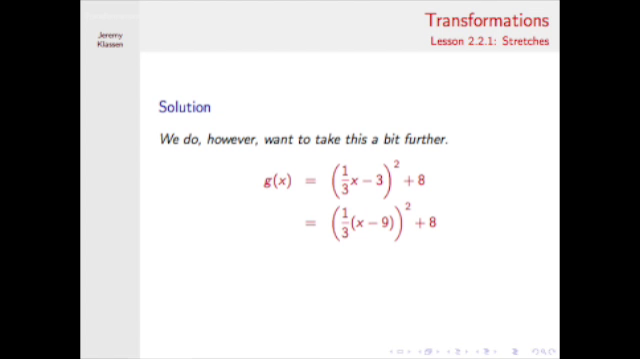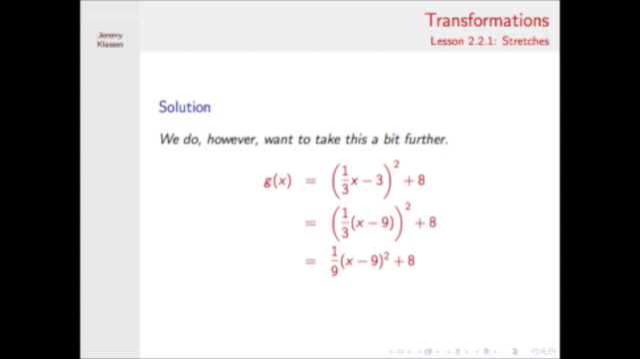I'm factoring out of the two terms within the square. So this becomes parentheses 1/3 times x minus 9. Then I've got two sets of parentheses there because, again, I haven't taken the 1/3 out of the square yet. So that's all squared with a plus 8 at the end.